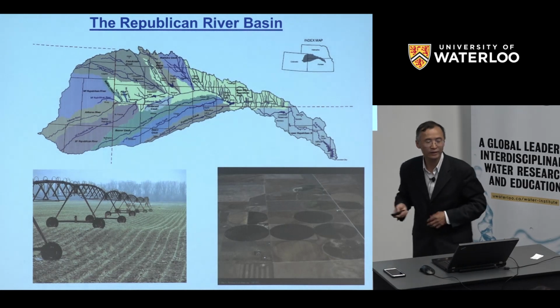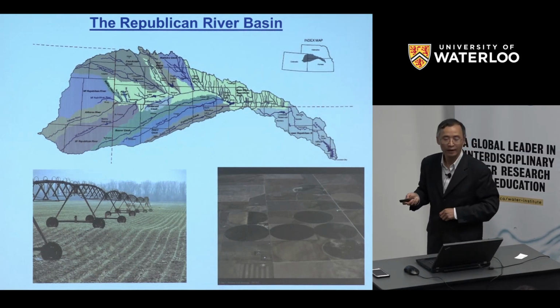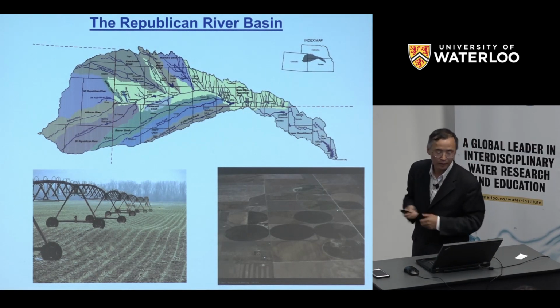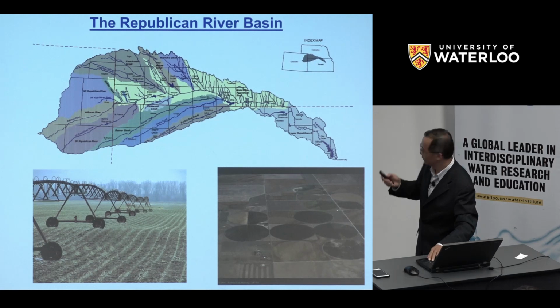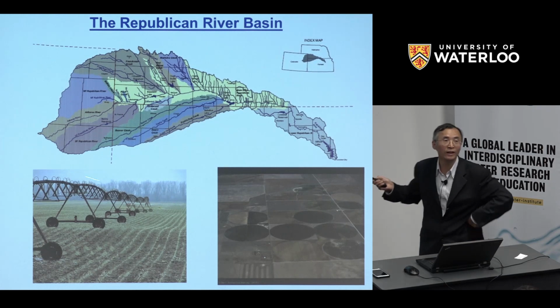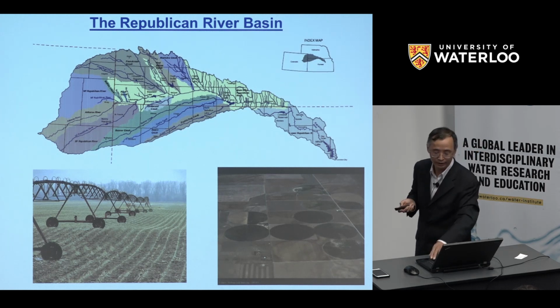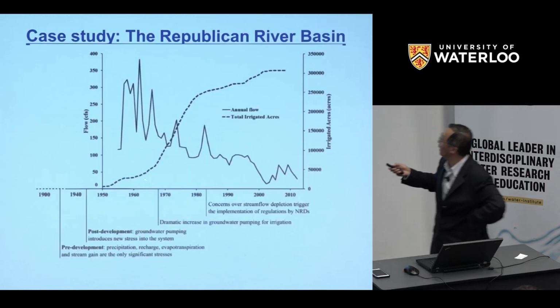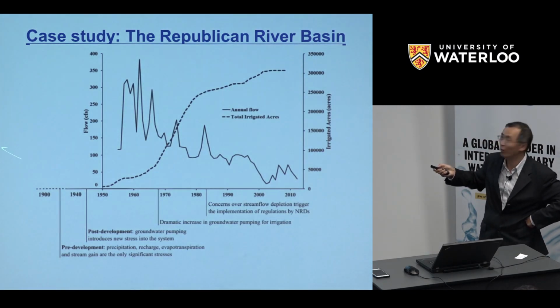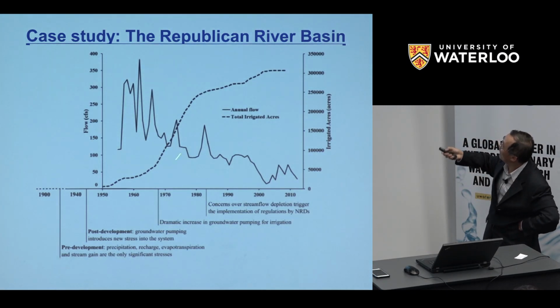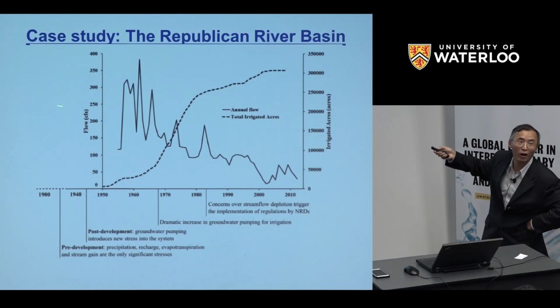Let me move to another case study. This is the Republican River Basin in the U.S. Midwest. This is one of the areas with the most intensive irrigation in the United States. The figure here shows the coupling of the irrigated area over different time periods, and this is the annual flow out of the basin.